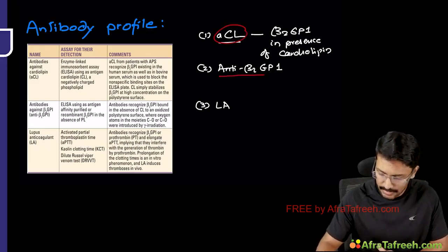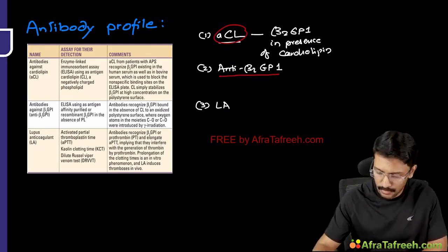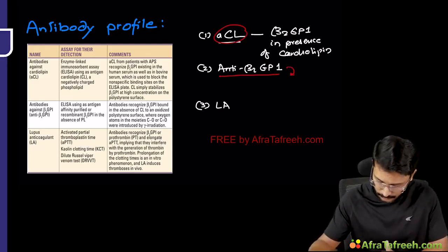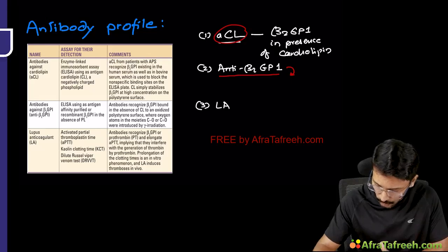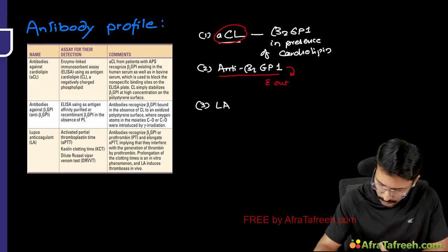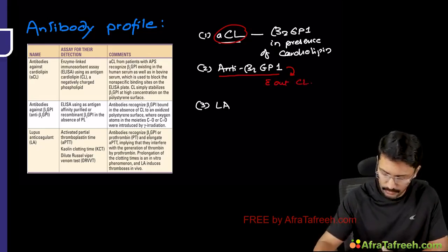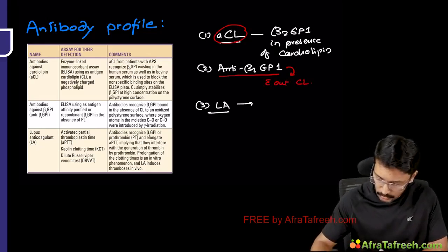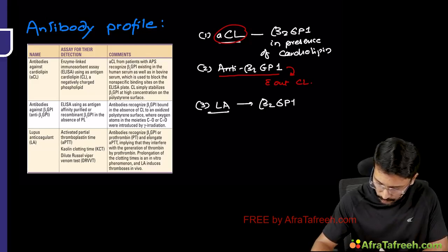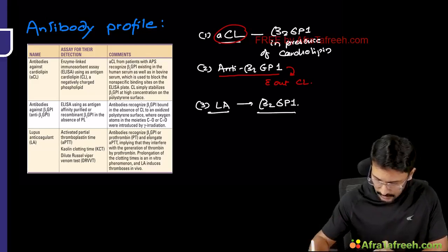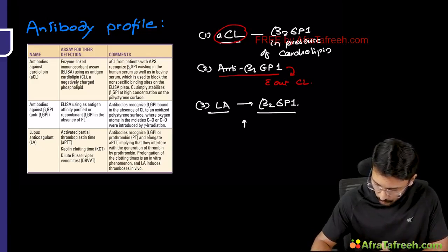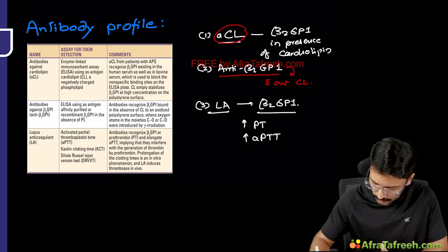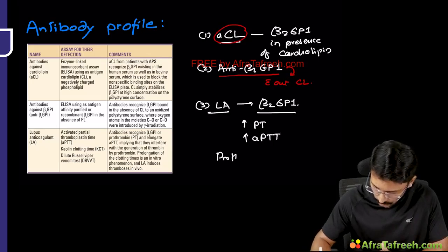On the other hand, the anti-beta-2 glycoprotein 1 antibody can bind beta-2 glycoprotein 1 without cardiolipin. And the third one is lupus anticoagulant. Again, this also recognizes beta-2 glycoprotein 1, and this is associated with prolongation of PT and APTT, which is believed to be because of inhibition of conversion of prothrombin to thrombin in the assay.